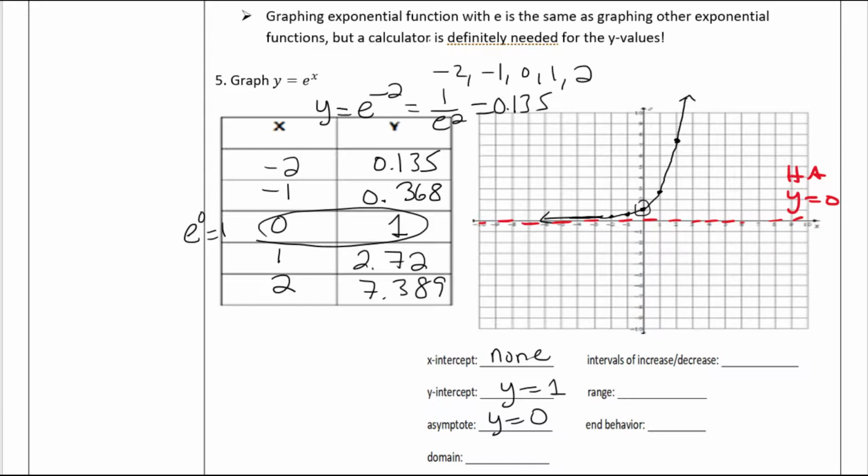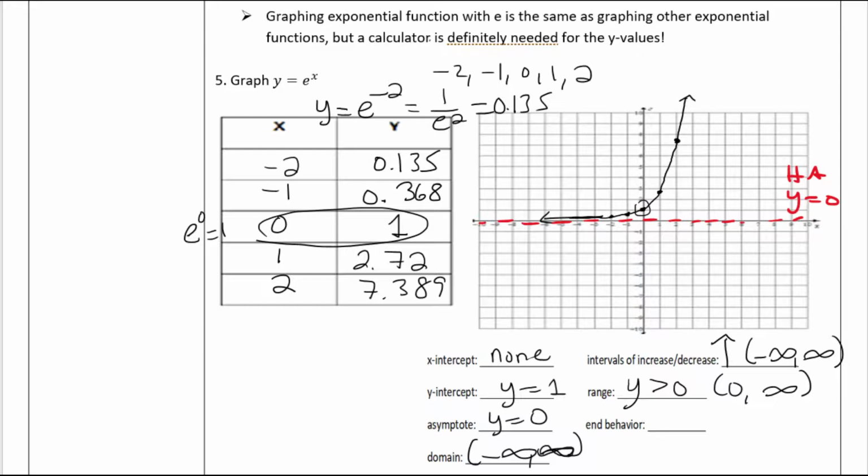The domain is all real numbers, so negative infinity to infinity. There is no x value that you can't plug in. Intervals of increase: this is always increasing, so increasing everywhere. The range: the smallest that the y value can be is 0 because of the asymptote, and it can't even be 0. So it has to be greater than 0, so from 0 to infinity.